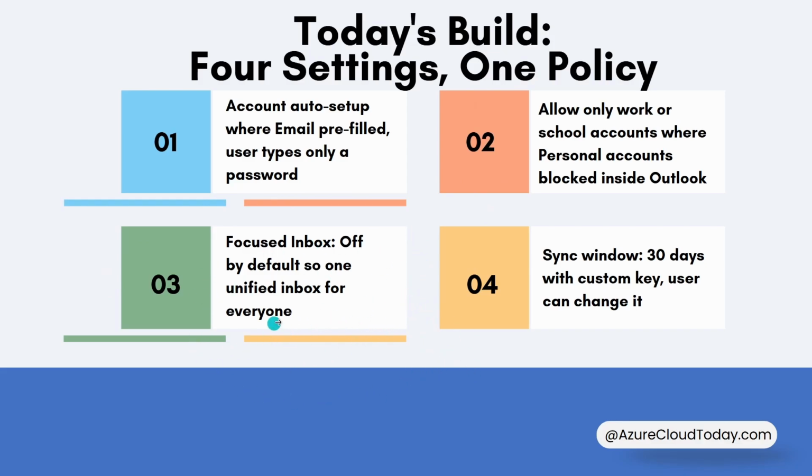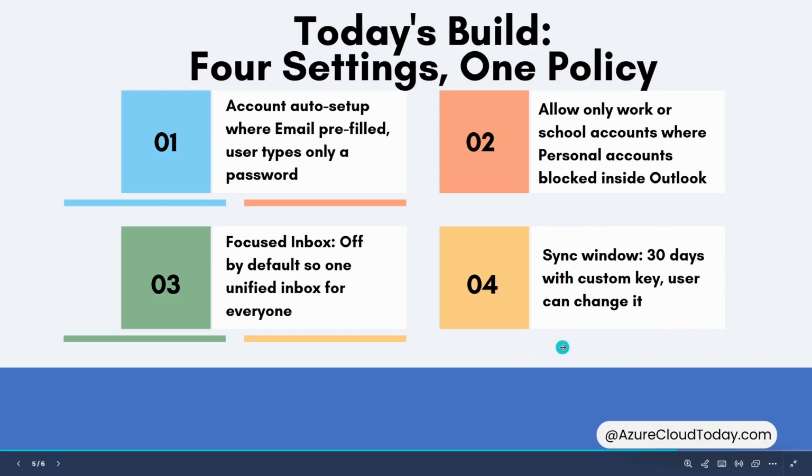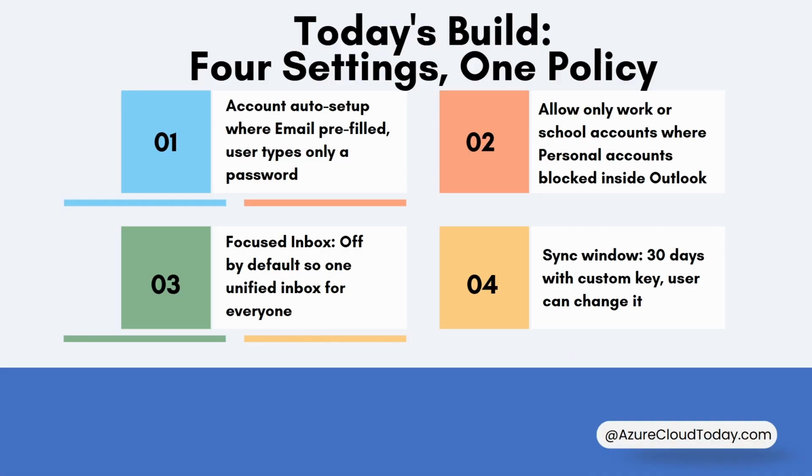Third is that we will switch focused inbox off by default, so everyone starts with a single unified inbox. And fourth, we will set the offline email sync window to 30 days using a custom configuration key. And we will deliberately allow users to change this setting. So let's go into the Intune admin center and configure these four settings together.